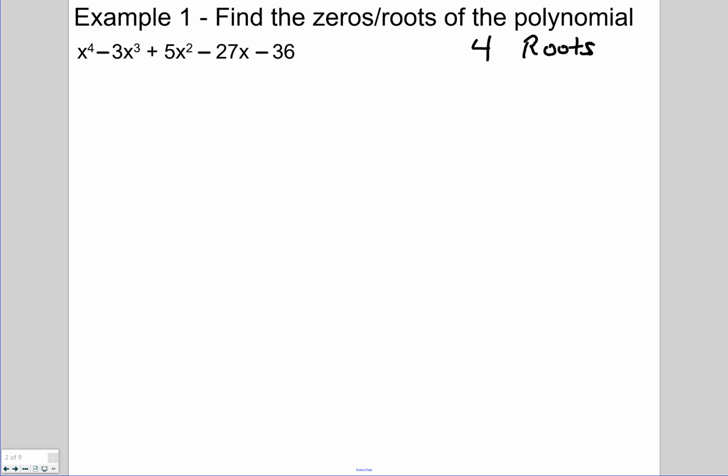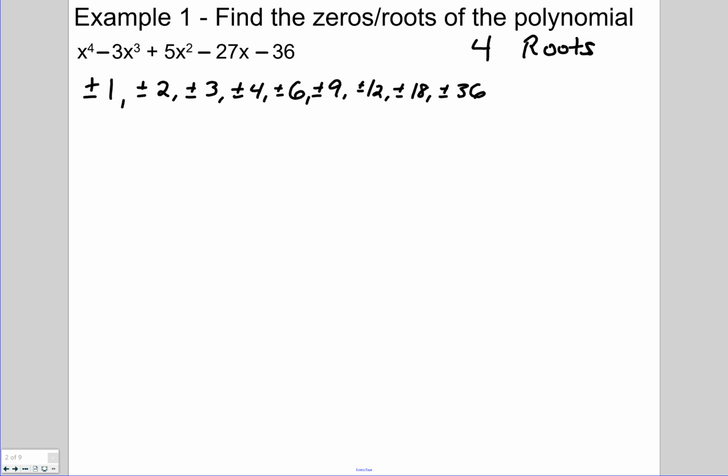So what are some factors of 36? 4 and 9. 6 times 6. 12 times 3. 1 and 36. I think there's one more pair we haven't said yet. 2 and 18. Write that: plus or minus 1, plus or minus 2, plus or minus 3, plus or minus 4, plus or minus 6, plus or minus 9, plus or minus 12, plus or minus 18, plus or minus 36.